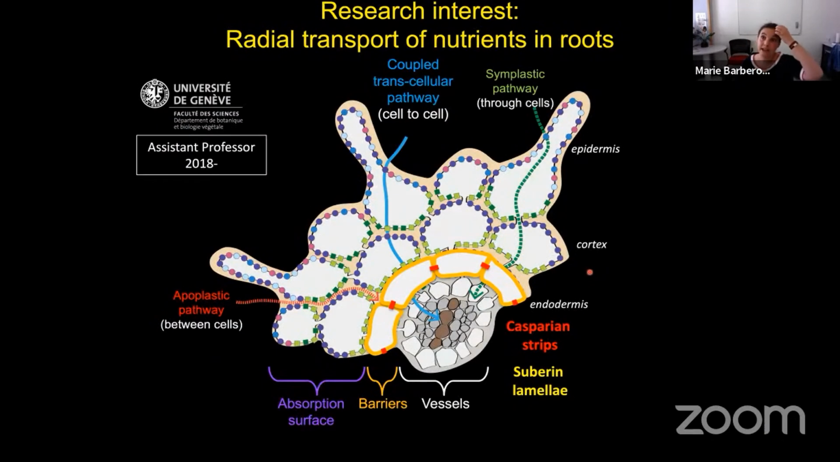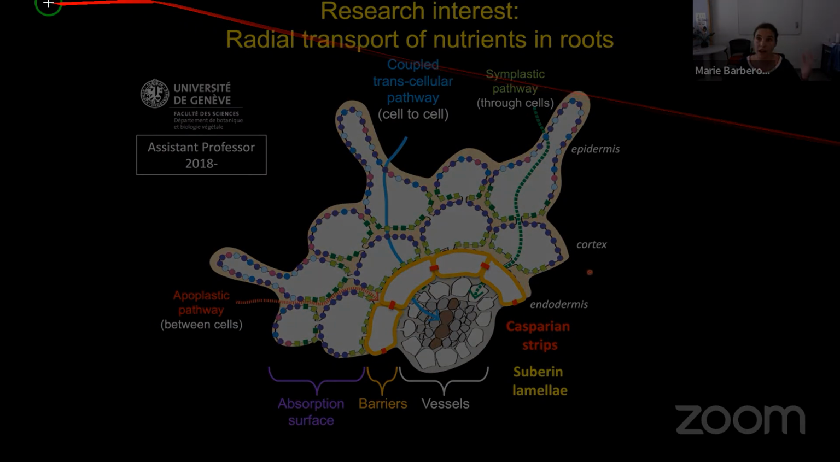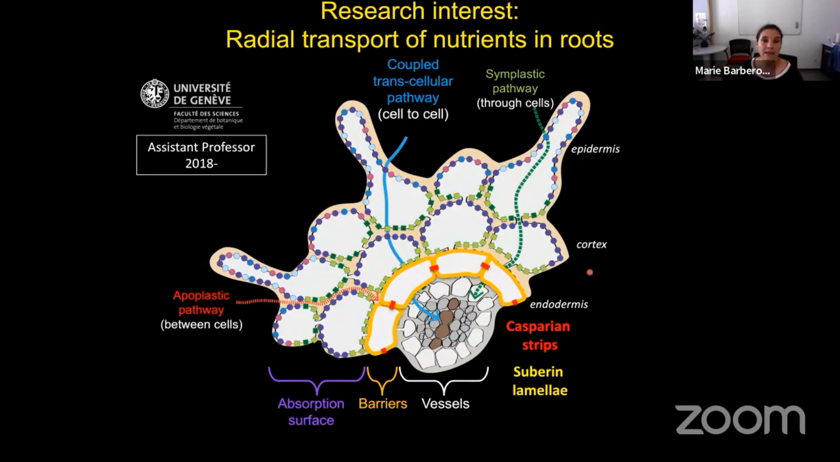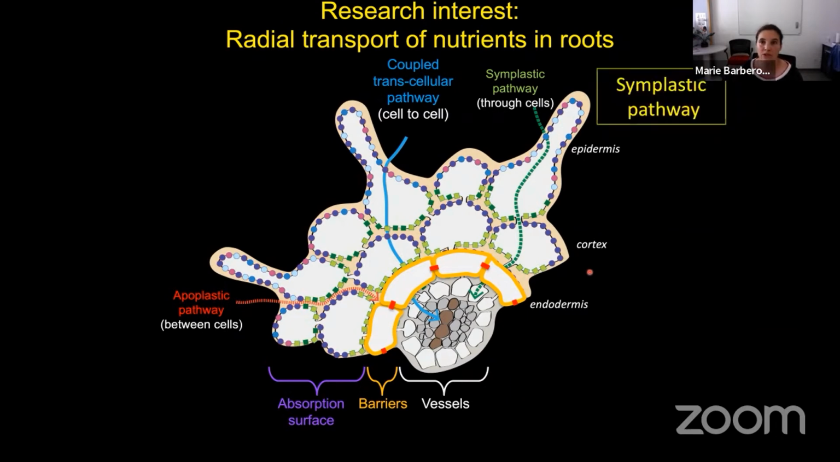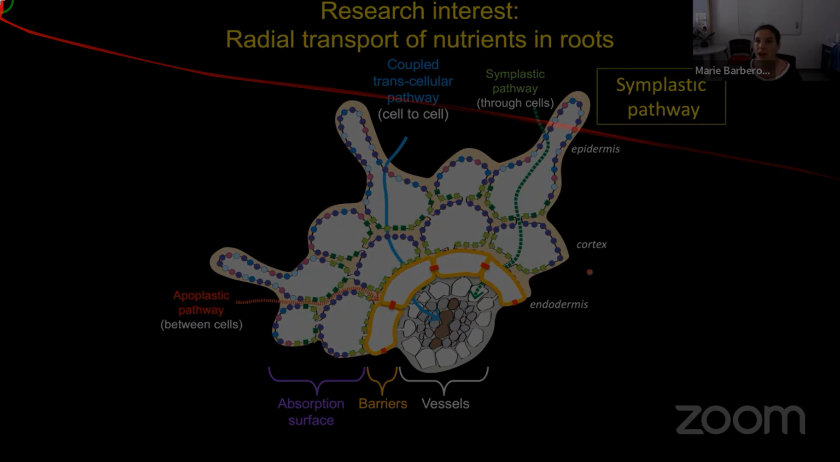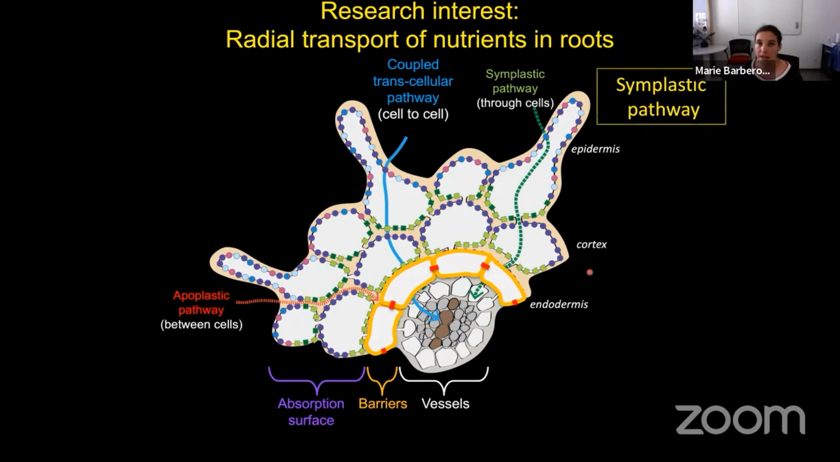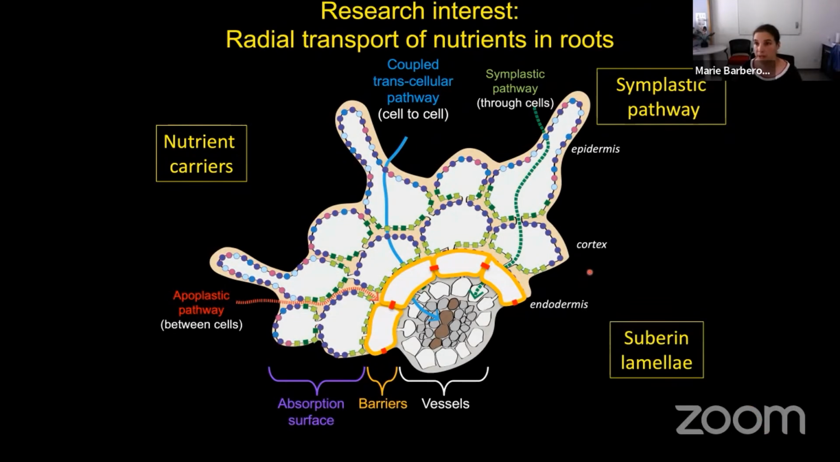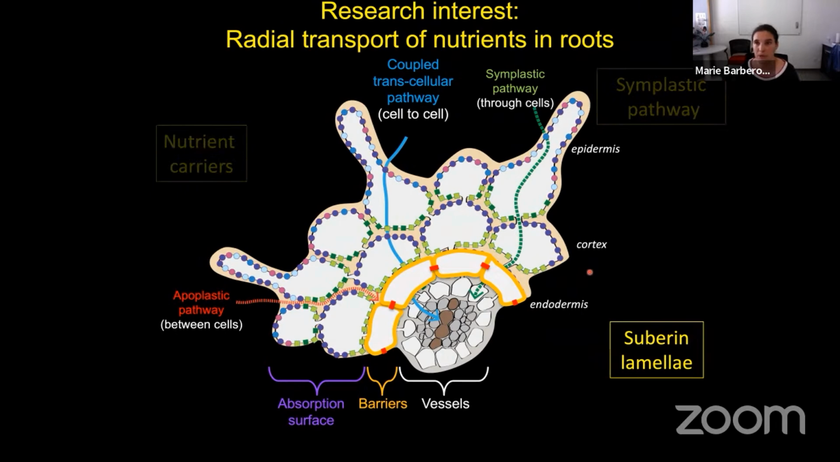Anyway. So now I'm an assistant professor in Geneva, and I still work on the radial transport of nutrients in root. What my lab aims to do is to get an integrative view of these different pathways, studying them one by one and seeing how they are interconnected. Current projects in my lab include work on the symplastic pathway itself. We are also working on nutrient carriers. And of course, we also do a lot of projects concerning the suberin lamella. And this is what I want to tell you a bit more about in the coming minutes.